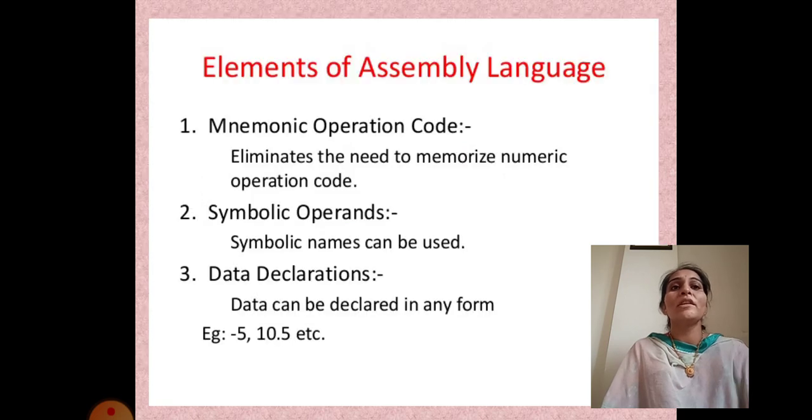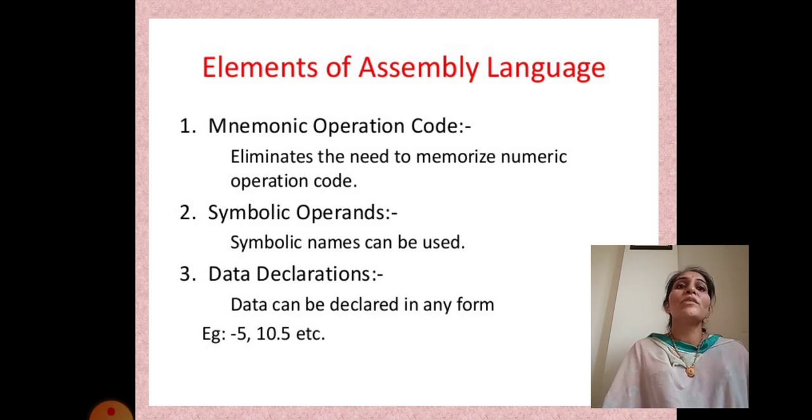Okay, see the elements of assembly language. See what the elements required for it will be. Firstly, it requires mnemonic operation codes, second, symbolic operands, and third, data declaration. Mnemonic operation codes come from the instruction set table. They eliminate the need to memorize numeric operation codes. For example, MOVR is the mnemonic and its code is 04. If we are using MOVR, then its code does not need to be remembered.